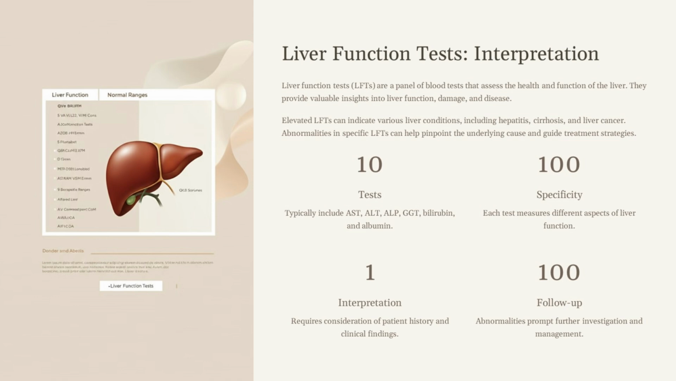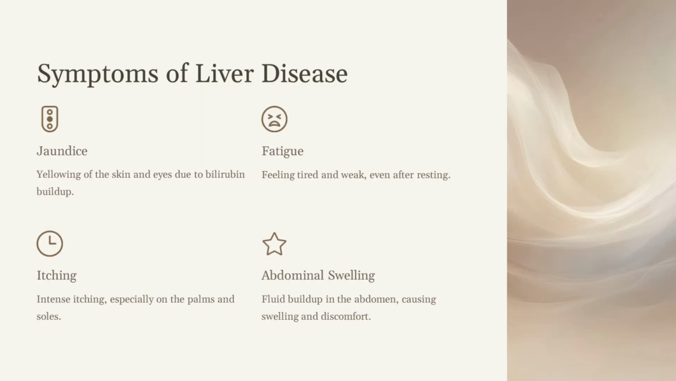The table on this slide provides a summary of the key liver function tests, their normal ranges, and what they indicate about liver health. I encourage you to refer to this table as a quick reference when discussing liver function tests and their interpretation. Jaundice is a common symptom of liver disease, where the skin and eyes turn yellow due to a buildup of bilirubin in the body.